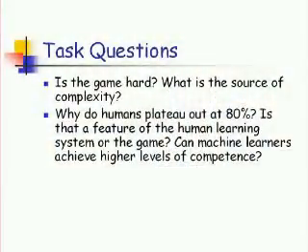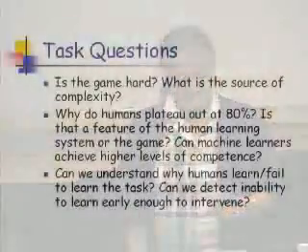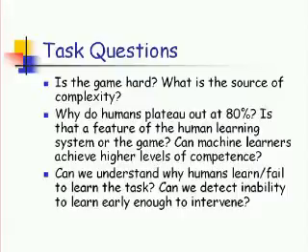So here are the questions. Is the game hard? I think there's evidence that it is. But why is it hard? What's the source of complexity? Why do humans plateau out at 80%? Is that a feature of the human learning system, or is it a feature of the game? Can machine learners achieve higher levels of competence?